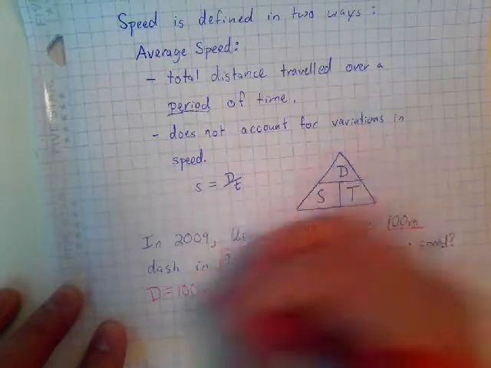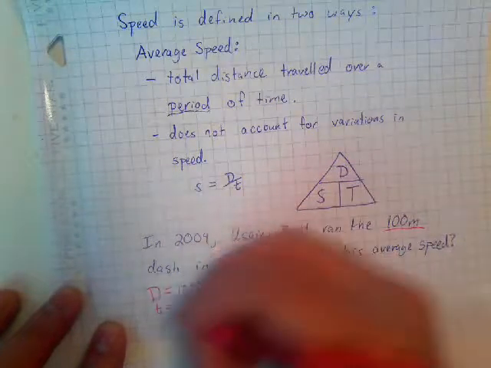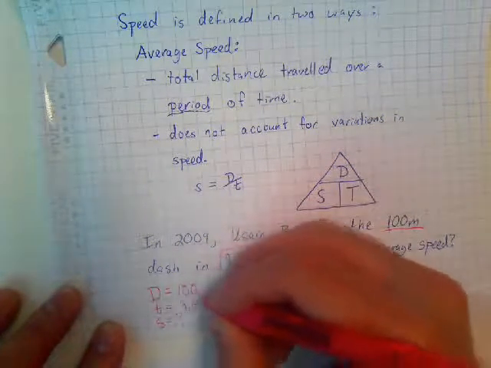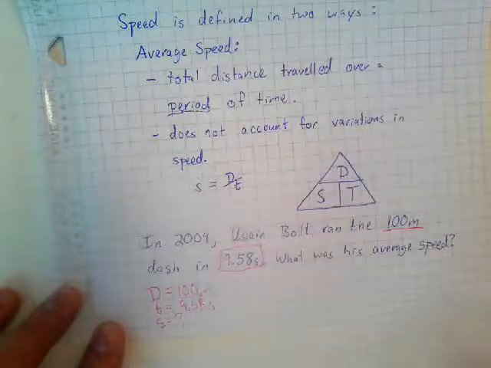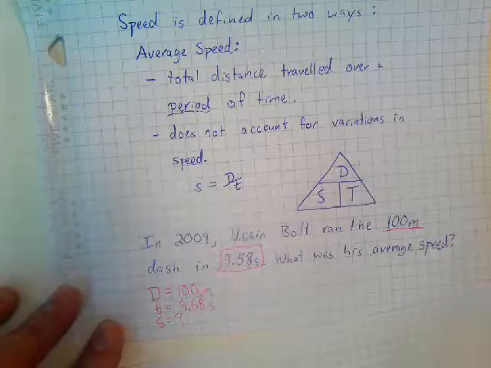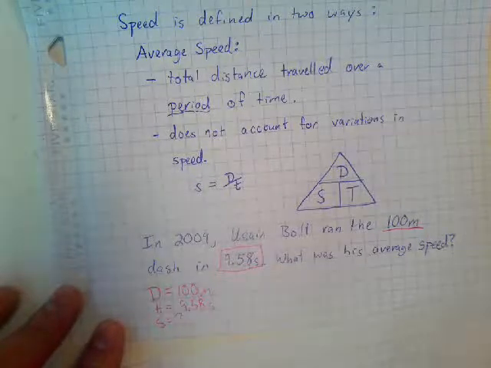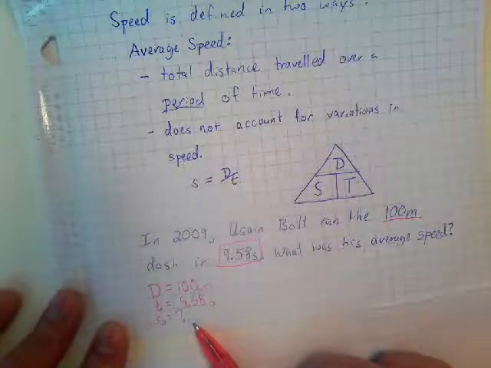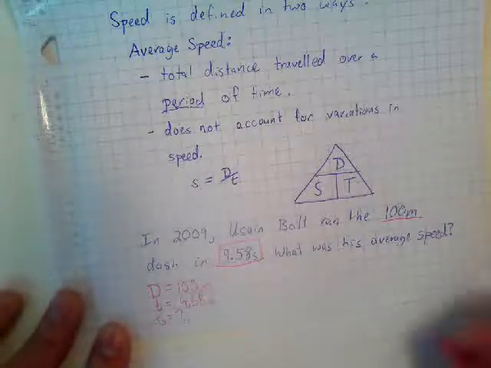9.58 is the time, and we're looking for what the speed is. This is something I tell every physics class, physical science, honors physics, AP physics: if you're doing one of these problems, it's always best to write down what you know, and that's going to make it easier to solve.